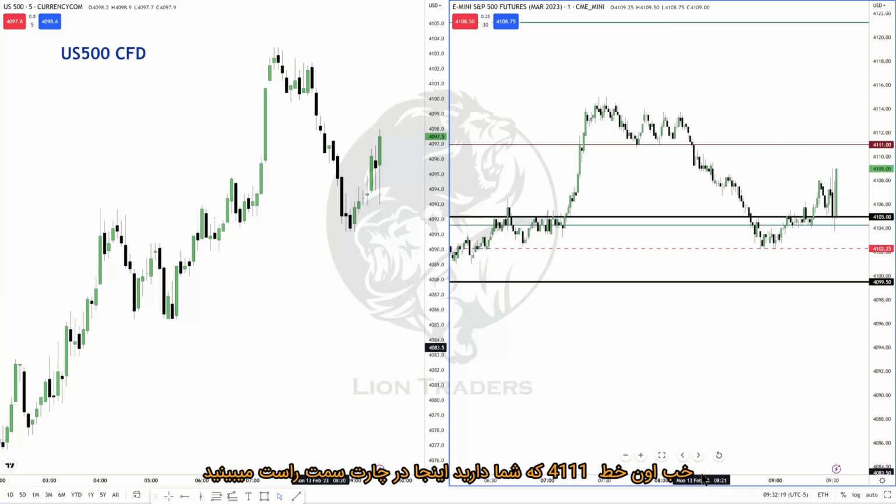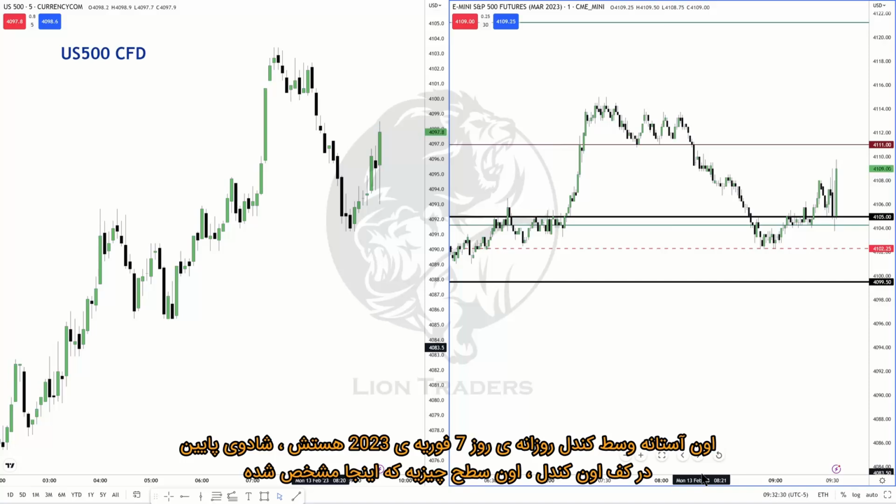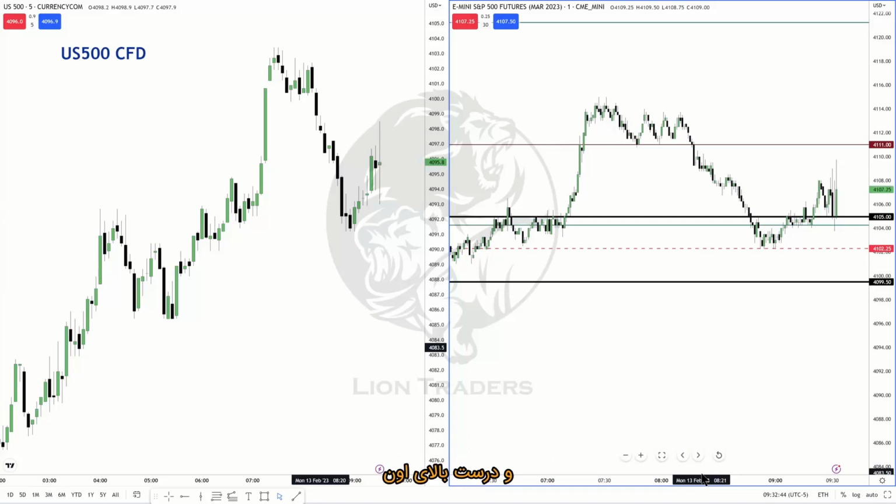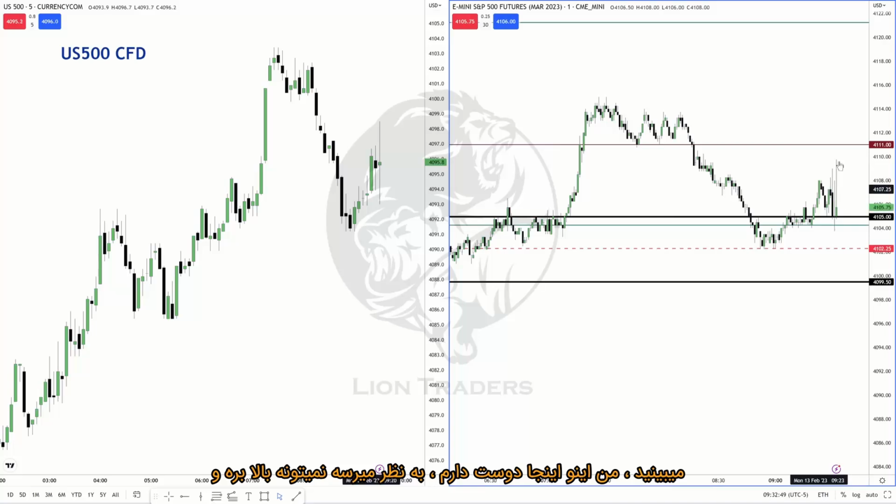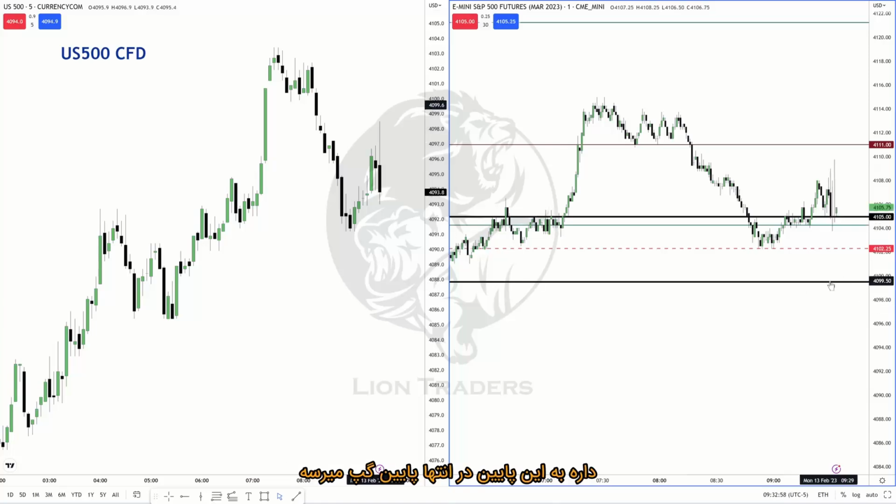Now that 4111 line that you're seeing here on the right hand side chart, what that is, is the consequent encroachment of the daily candle from February 7th, 2023. The lower wick on the bottom of the candle, that level is what's being annotated right there. And just above that, see now I like this right here, this looks like it's failing. And reach down here to the lower end of the gap.